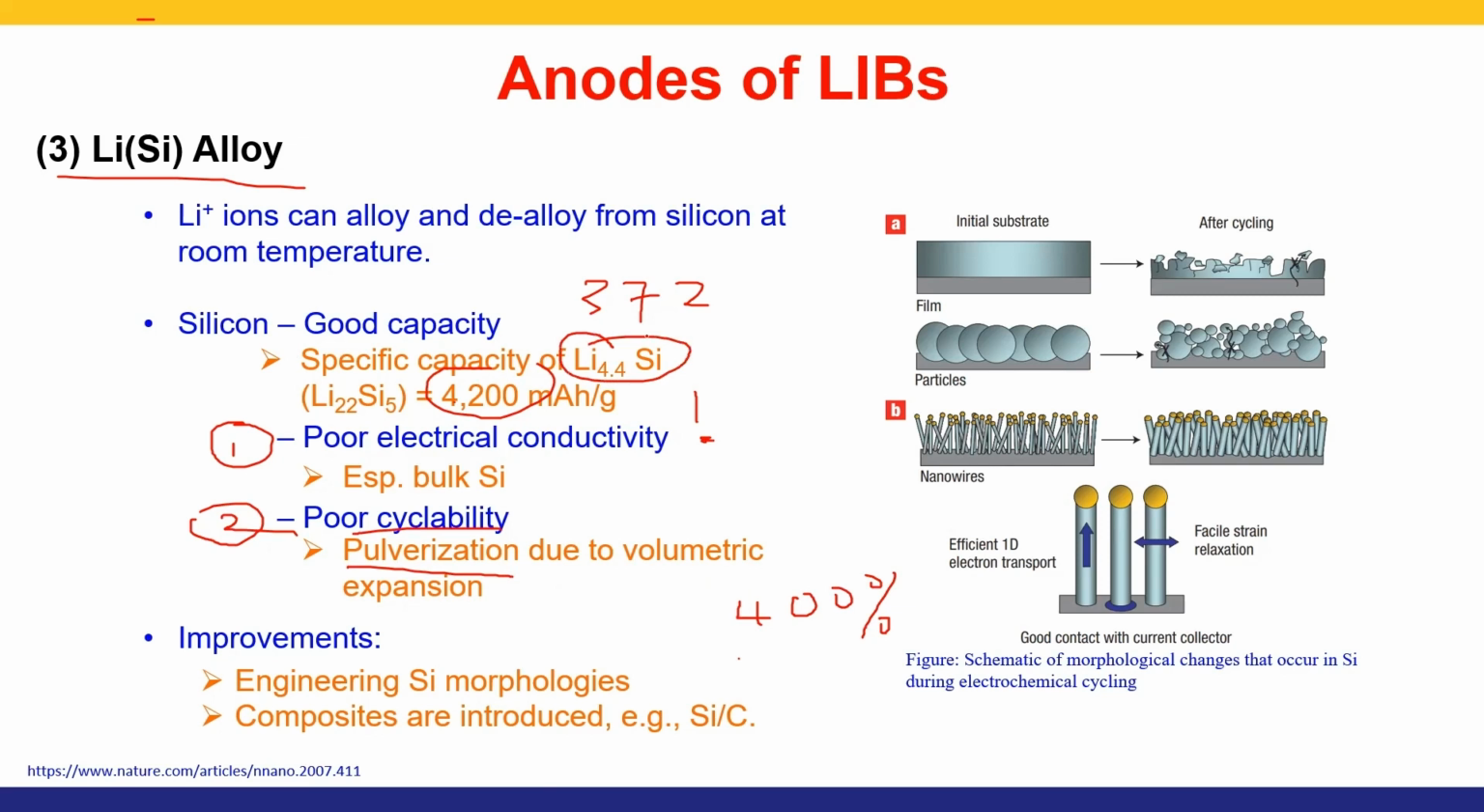And compared to the graphite case, where 6 carbon atoms can accommodate 1 lithium ion, scientists try to engineer silicon nanowire instead of silicon film or silicon particle. This is because silicon nanowire can effectively relax the strain during the charging process. This can reduce the pulverization of silicon, and pulverization is very bad because it could mean the loss of electrical contact with the current collector. The loss of electrical contact with the current collector also means that the capacity fades away.